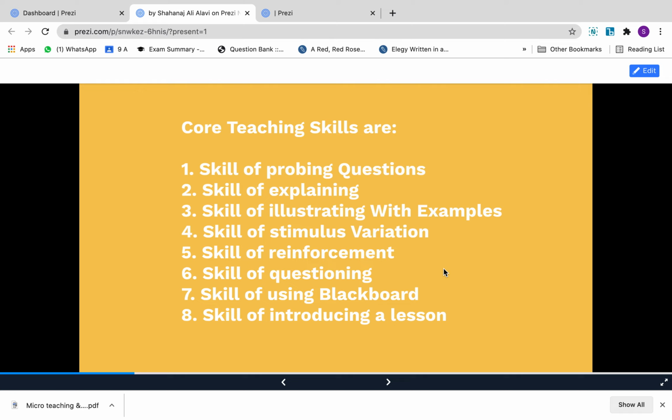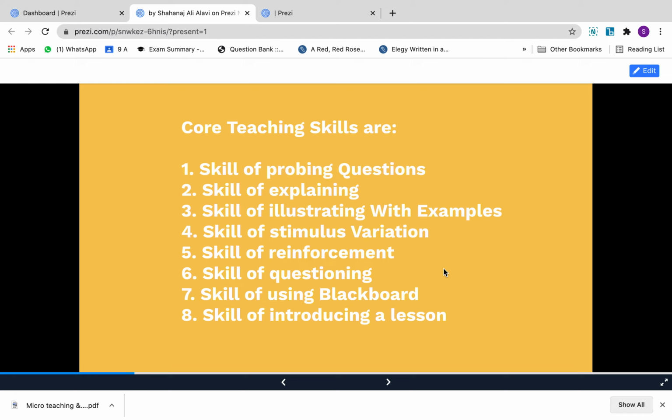And then stimulus variation means the class shouldn't be very monotonous. In a real life classroom, we know that we make our students read, write, and do many other activities. So there is always a constant change. Stimulus variation happens. The teacher should possess this skill of stimulus variation. And the skill of reinforcement means that the teacher should be able to appreciate the students, and different types of appreciations and reinforcements are there. So all these are very important, the skill of reinforcement.